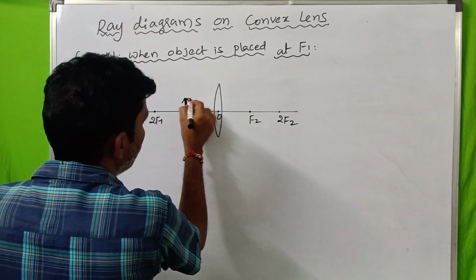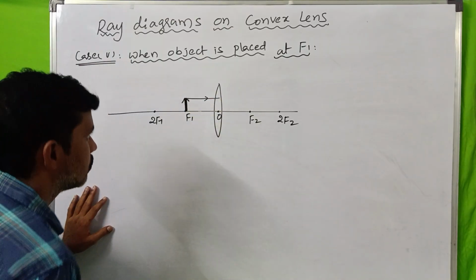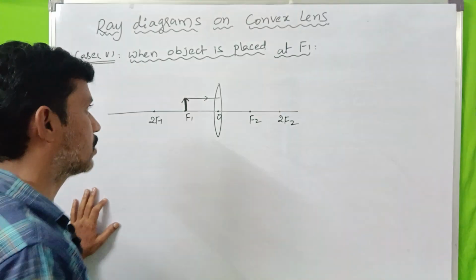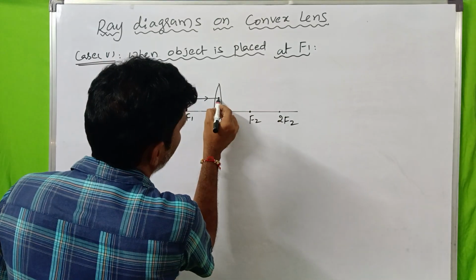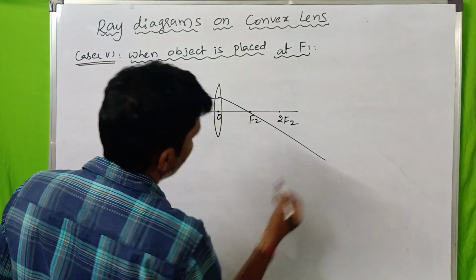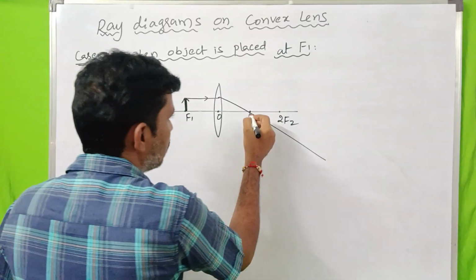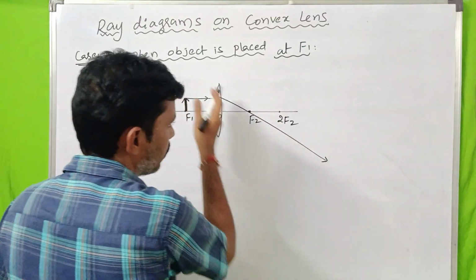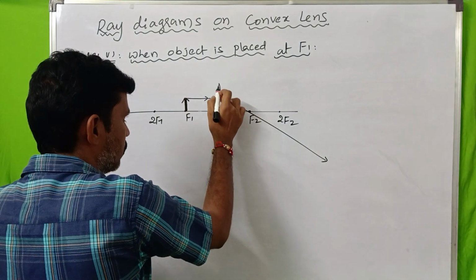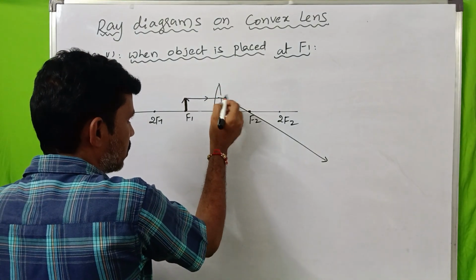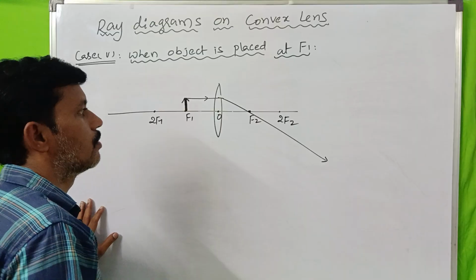Without scale, you don't draw the ray diagrams in the examination or even in practice. So the first ray is parallel. We know that after refraction, it is passing through the focus point, exactly passing through the focus point.